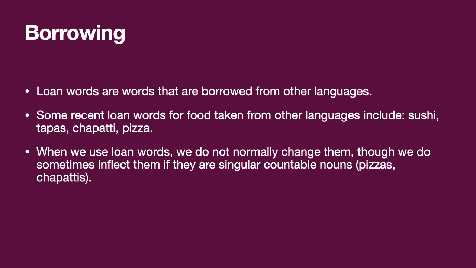And there are other words like bungalow, veranda, jungle. These are all words that are borrowed into English from Hindi. So these are words that originally existed in one language but are taken and borrowed into a different language, and such words are called loan words, and this process is called borrowing. When we use loan words, we do not normally change them, although we can sometimes inflect them if they are countable nouns.